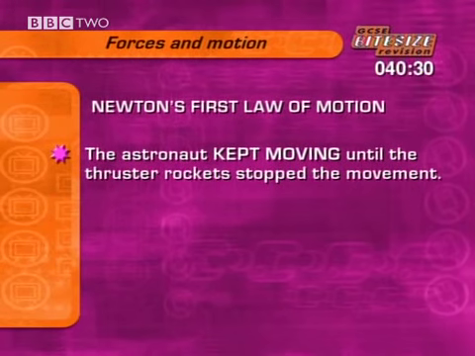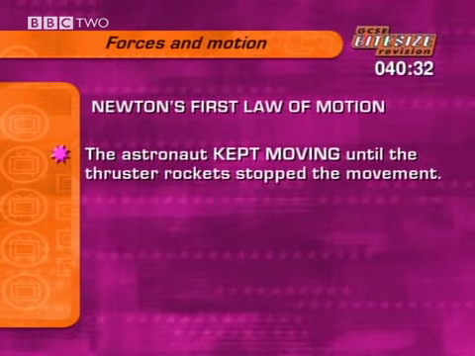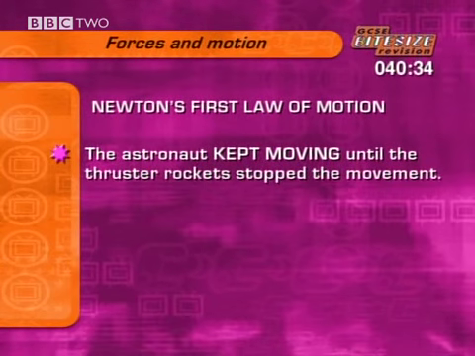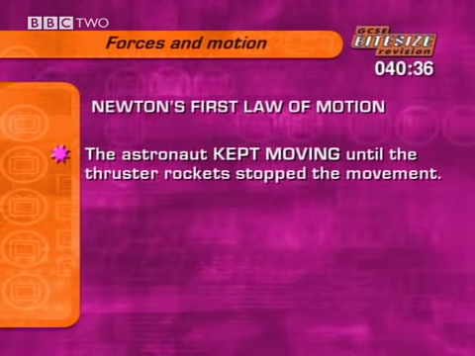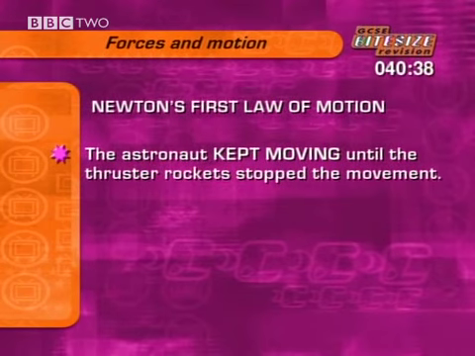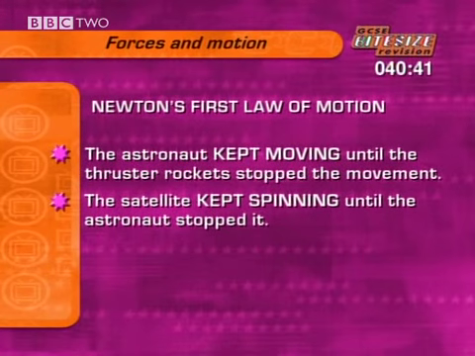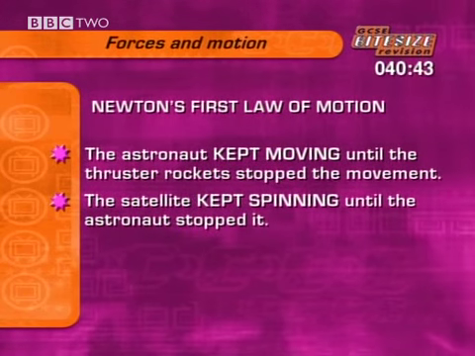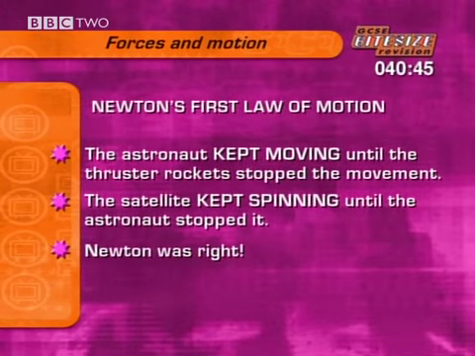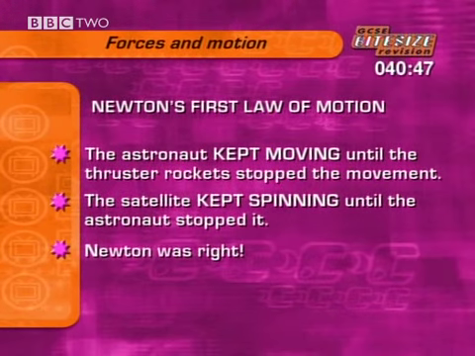You might have noticed that, floating in space, the shuttle and the astronaut did keep moving until they used their thruster rocket to stop the movement. Also, we saw that the satellite would keep on spinning until the astronaut managed to stop it. So Newton was right.